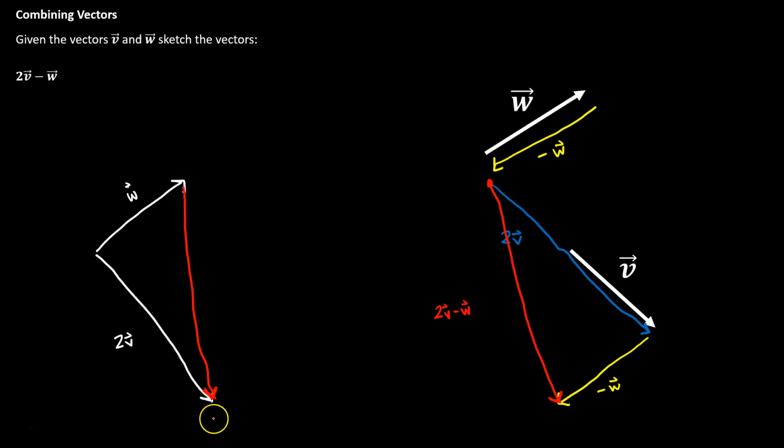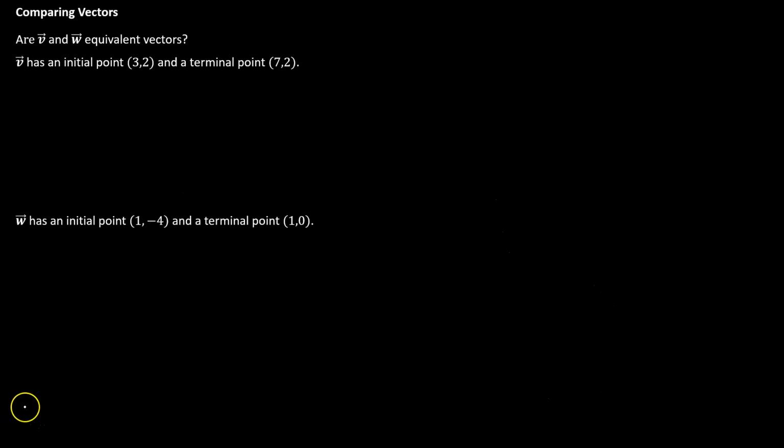Now, shortcuts can be nice, but often it's easy to get them confused. So if you feel confused by this short version, go back and do the long way. Build it up step by step until you feel confident with your answer, and then try the shortcut again. Being able to compare vectors and determine if they are equivalent is very useful.